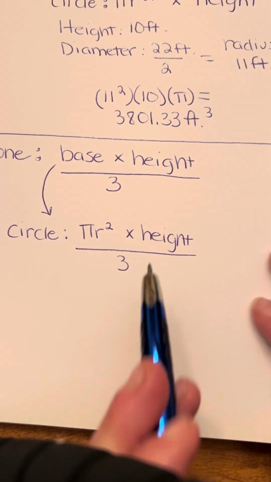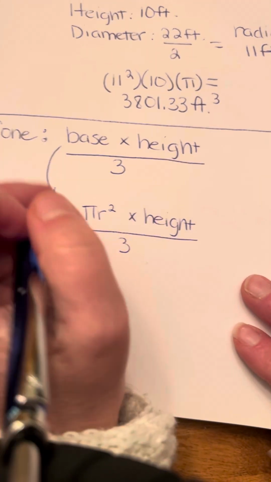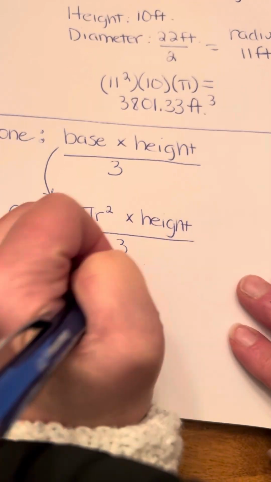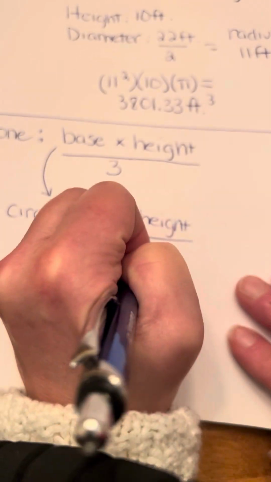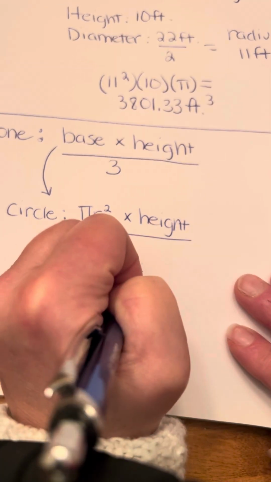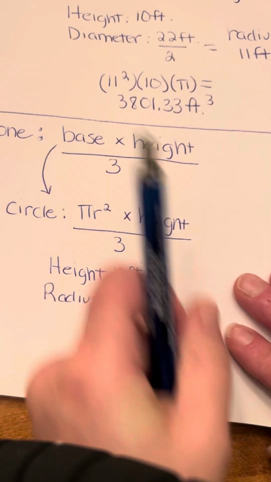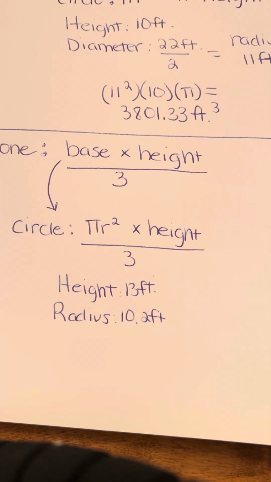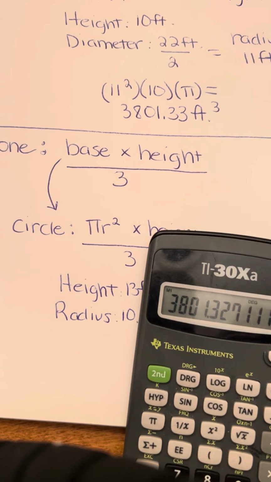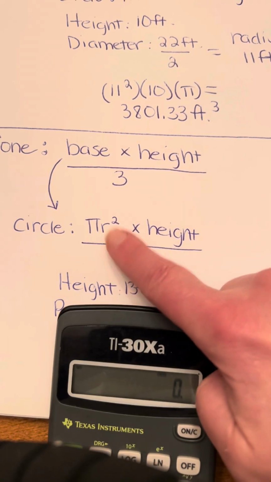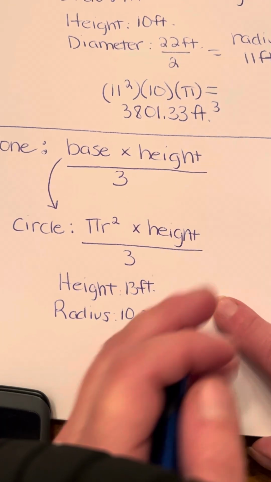So we are going to use the 2 pieces of information that are given to us. We know our height in this particular problem is 13 feet, and we saw that the radius was 10.2 feet. So we have the information that we need, and we're just going to plug them into the equation. I'm going to show you how to do this in the calculator. What we're going to do is the 13 feet first.